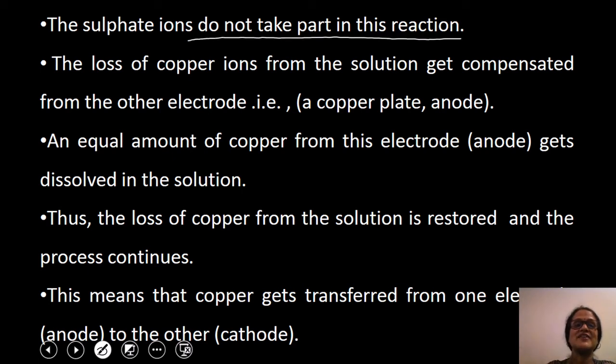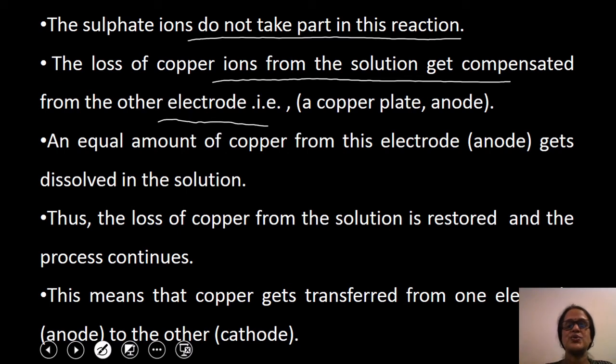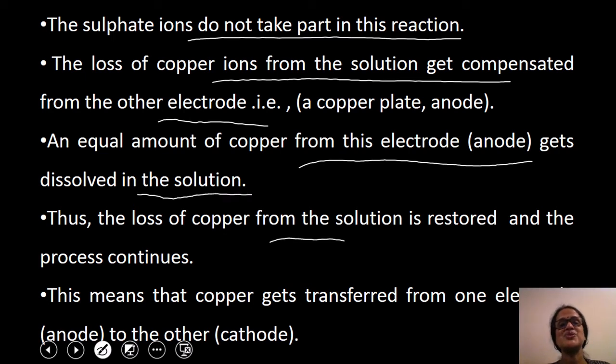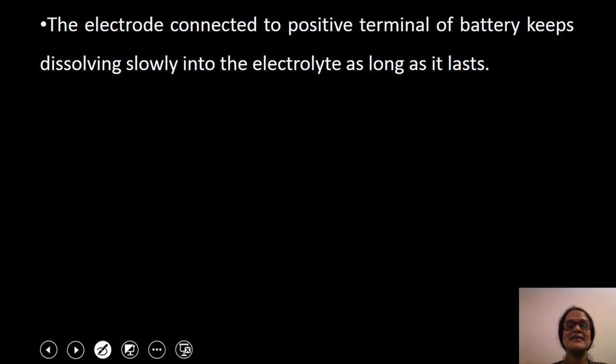Now you can see that there's a loss of copper ions from the solution. How is it compensated? It is compensated from the other electrode. So an equal amount of copper from anode gets dissolved in the solution. Thus the loss of copper from solution is restored and the process continues. So we can say that copper gets transferred from one electrode, from anode, to the other electrode, which is cathode. So there is a transfer of copper from anode to cathode. I hope these points are clear to you.